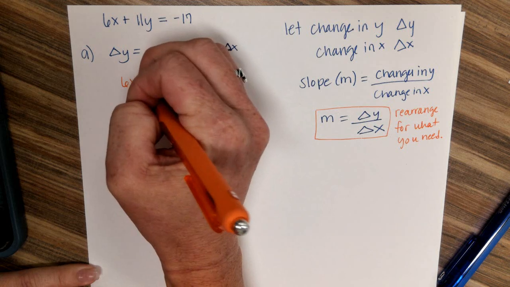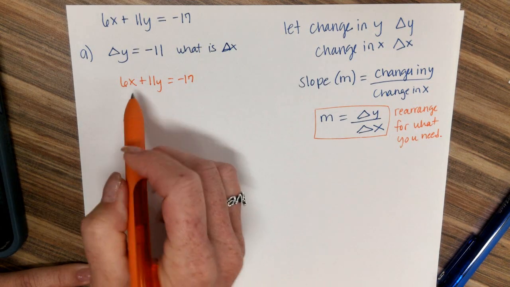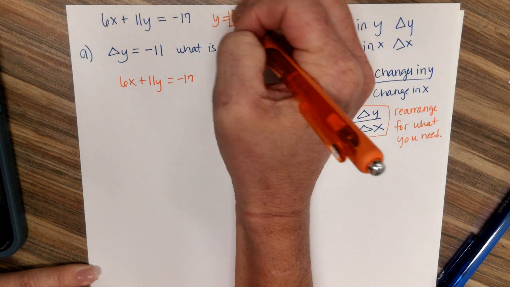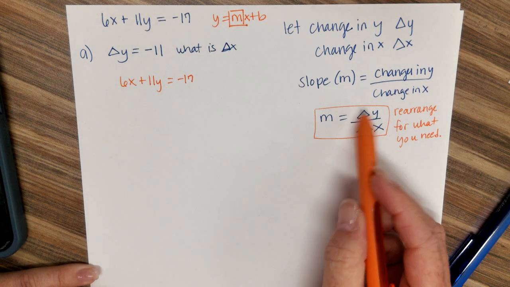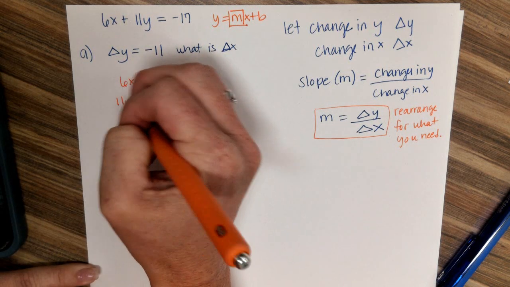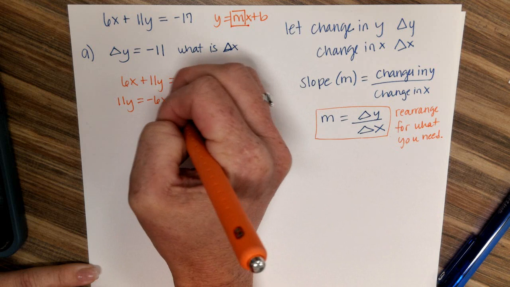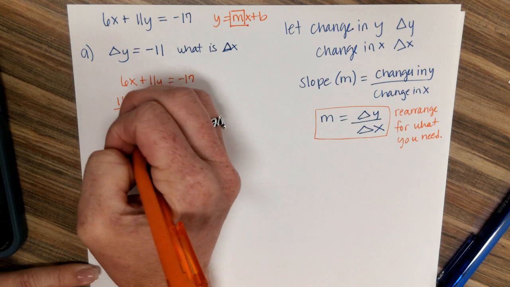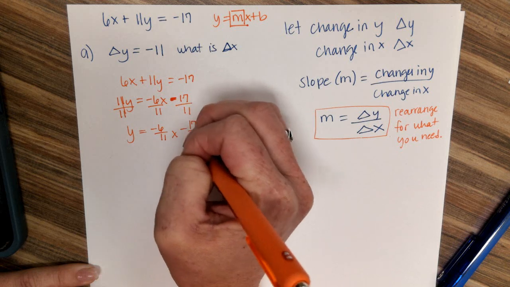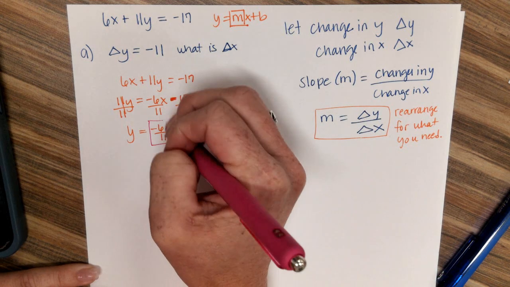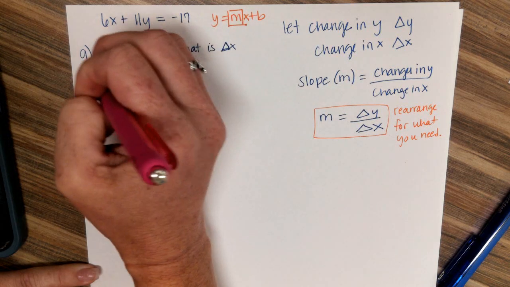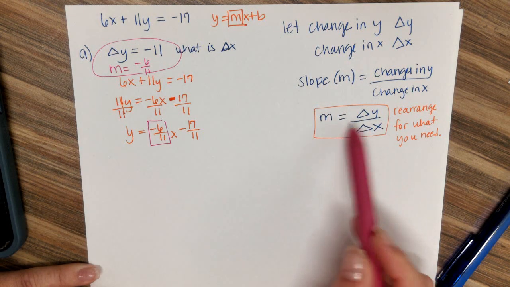So I have 6x plus 11y equals negative 17. And then I'm going to rearrange it to this form, because I need this piece right here for slope, so that I have this piece, and then I'll only have to solve for that piece. Okay, so I'm going to subtract 6x on both sides, so I have 11y equals negative 6x, minus 17, or plus negative 17. Divide everything by 11, and I'm left with y equals negative 6/11 x minus 17 over 11, which I really didn't need the y-intercept, I just need this piece. So I know the slope is negative 6/11, and I know the change in y is negative 11. So I can now plug it into this to solve for the missing piece.